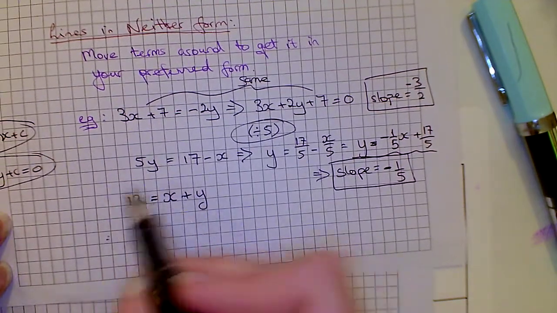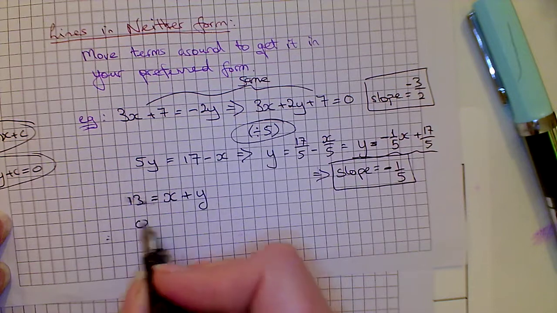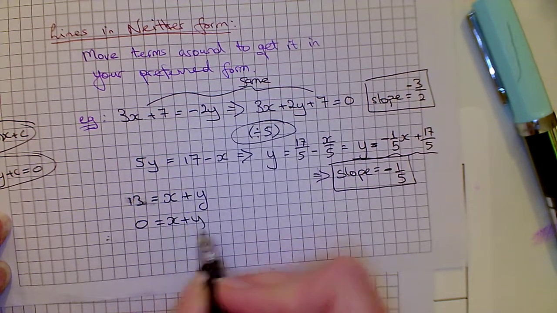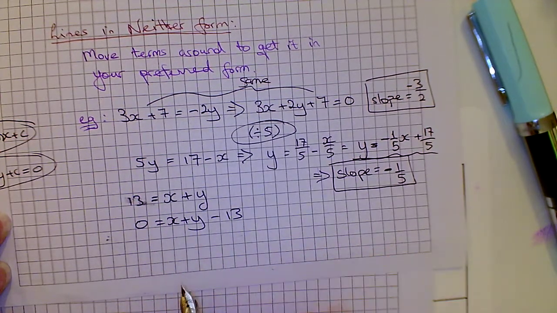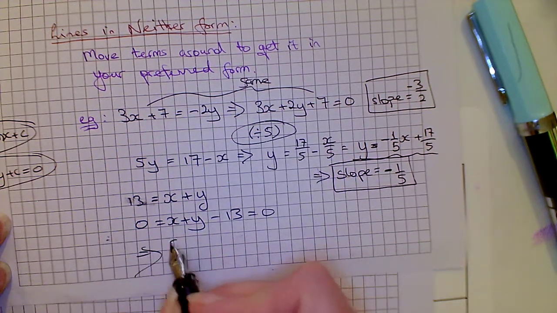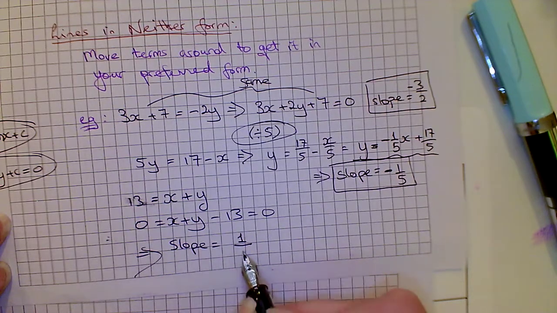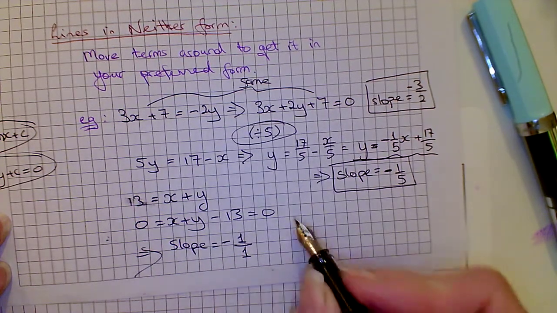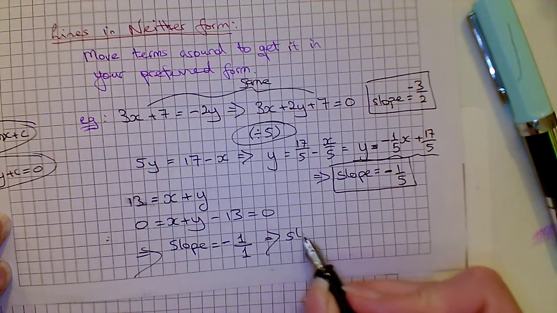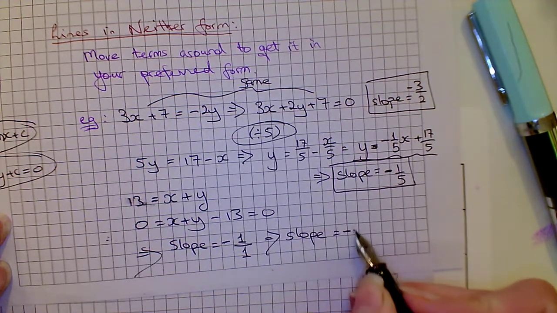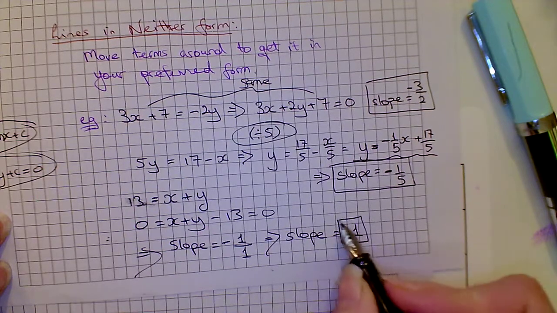So finally this one, it's actually really near to what I want. If I bring the 13 over here, if it's equal to 0 on this side, it's equal to 0 on this side. So that means the slope is the x coefficient 1 over the y coefficient 1 and change the sign. So my slope is minus 1 in this case.